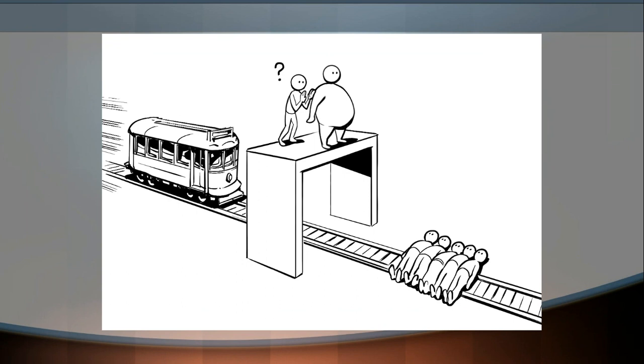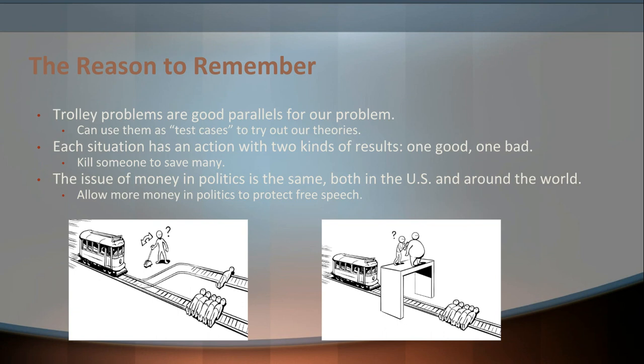Now here, the intuitive answer seems to be that it's wrong to push the fat man, that there's some kind of a difference between this situation and the previous one, despite the fact that it's still an example of killing one to save 5. Now, the reason why I bring these up is because, in a way, trolley problems are actually good parallels for our topic for this unit. And we can use them as test cases to try out some of the different theories and perspectives that we're going to look at.